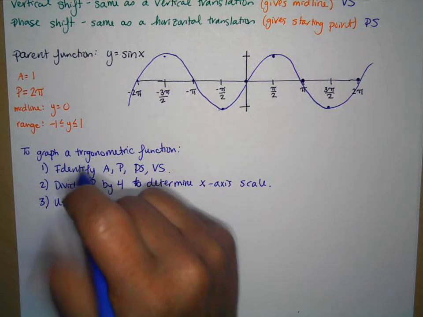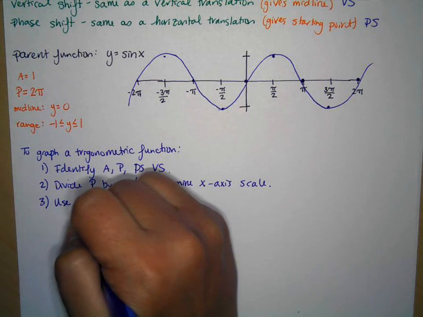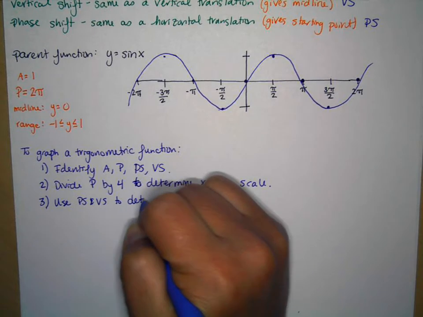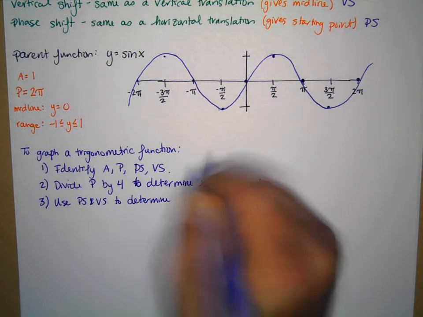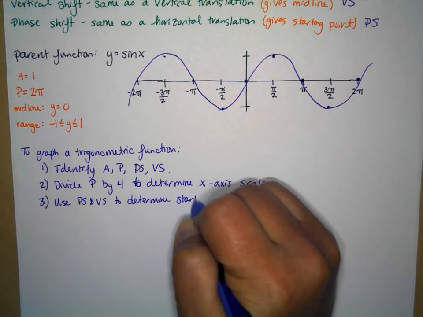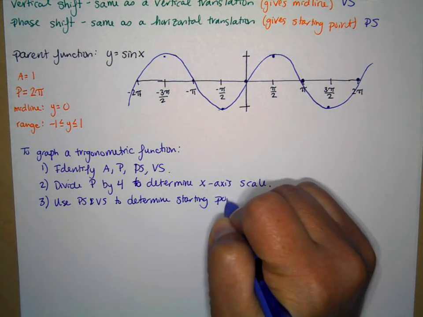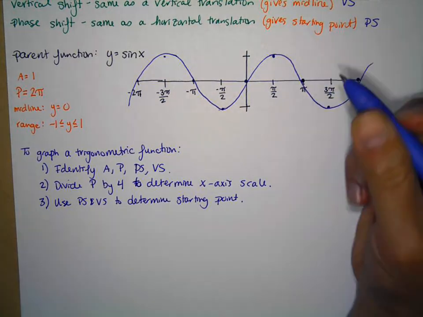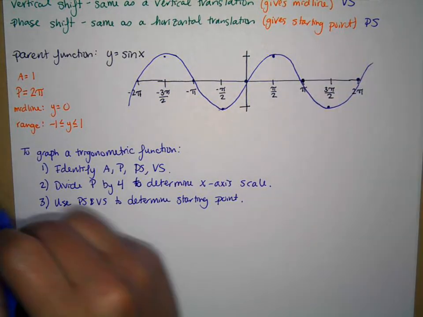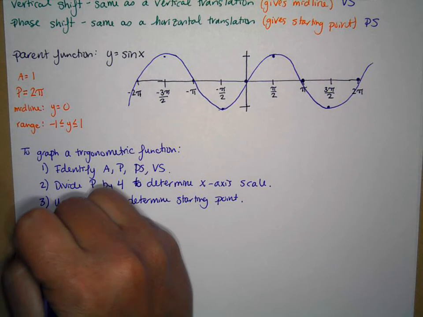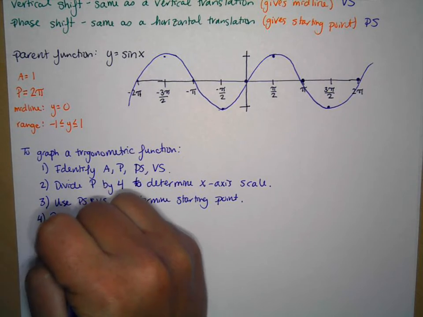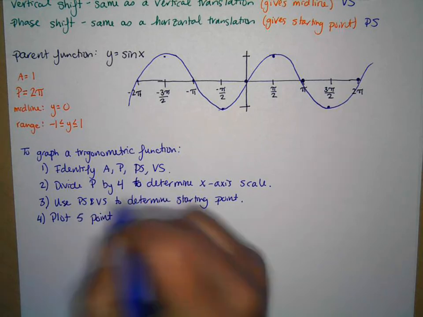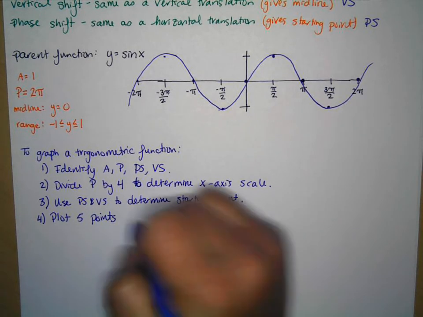And we're going to use our phase shifts and vertical shifts to determine our starting point. Does our graph start at 0, 0, or if it's been shifted, where's the new starting spot? And we're going to plot 5 points.